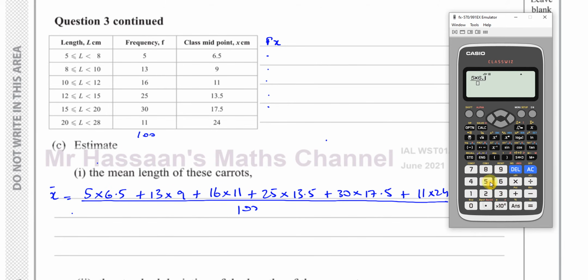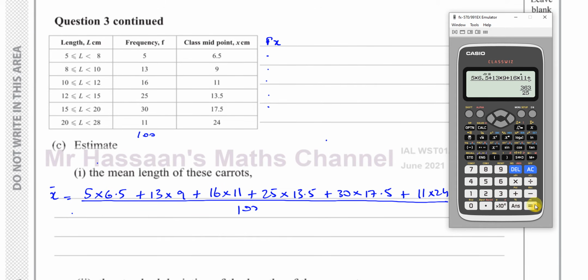5 times 6.5 plus 13 times 9, plus 16 times 11, plus 25 times 13.5, plus 30 times 17.5, plus 11 times 24. All of that divided by 100.